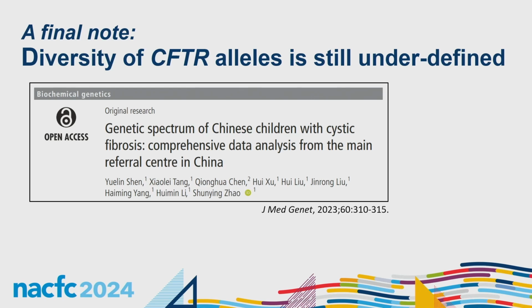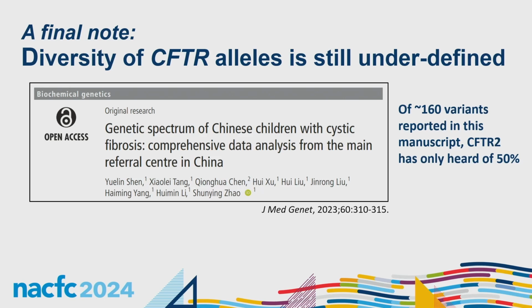So this was a paper that was released in 2023, and it looked at a genetic spectrum of Chinese children with CF. As a supplement to this paper, they included the list of 160 variants that were identified in this population. And when I looked at that list of 160 last year, CFTR2, which has 2,100 variants reported to us, had only heard of half of the variants reported in this paper.